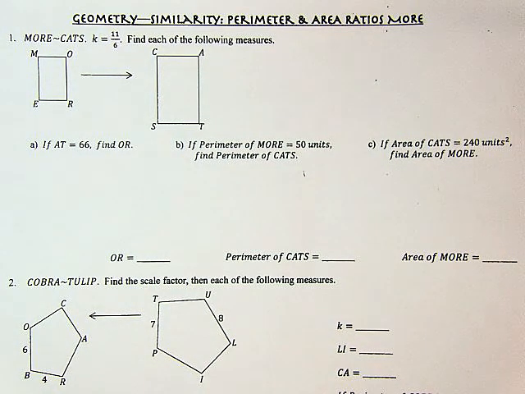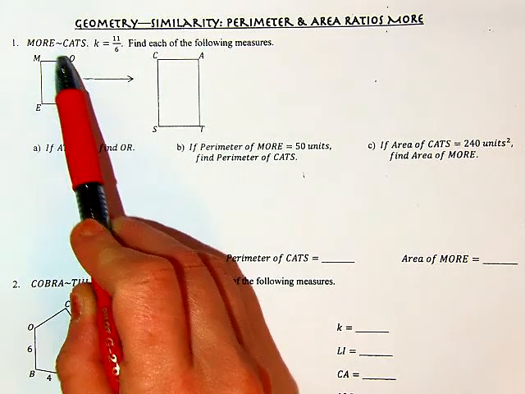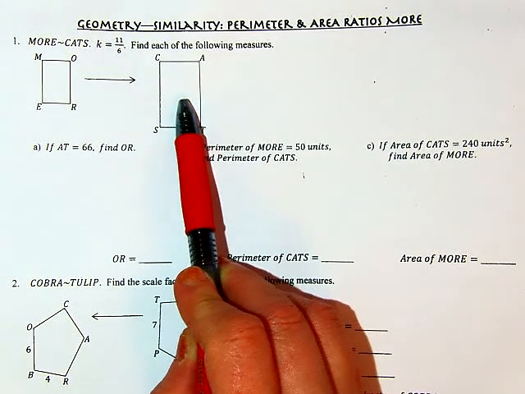All right, you guys, today I'm going to add a layer onto our understanding of perimeter and area ratios in our similarity unit. So first up here, I'm giving you a statement. I'm saying that this rectangle MORE is similar to this rectangle CATS.